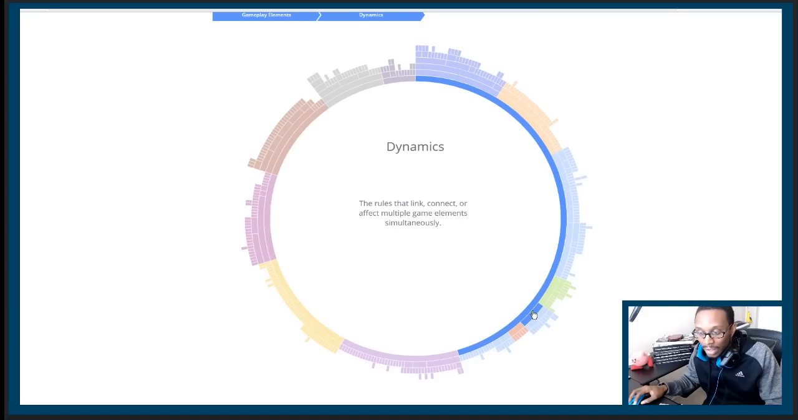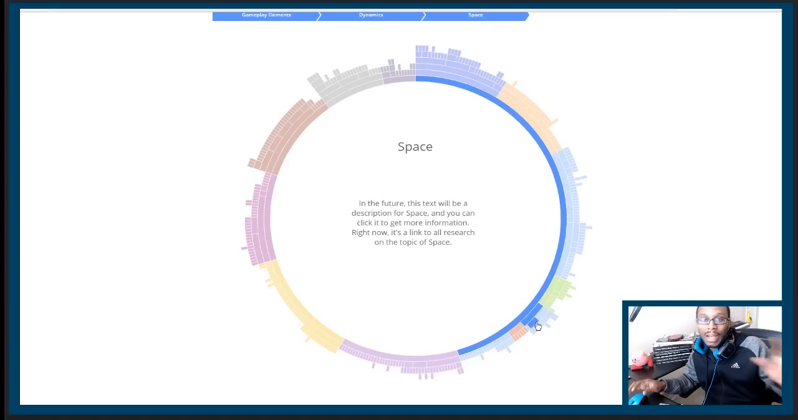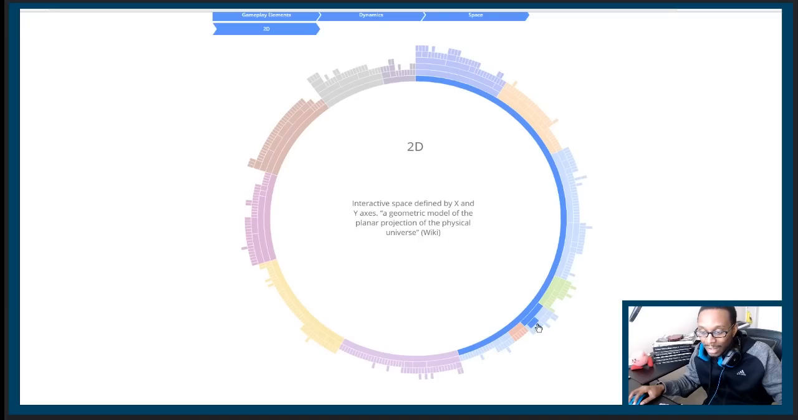So if we just go over here and look at dynamics, like I said before, 95%, 99% of all games use some kind of space as their core dynamic. It kind of, by default, sets everything up into your game space, and there are very few games that don't use space, and this is just one that uses 2D space, so it's pretty simple and straightforward, like that.